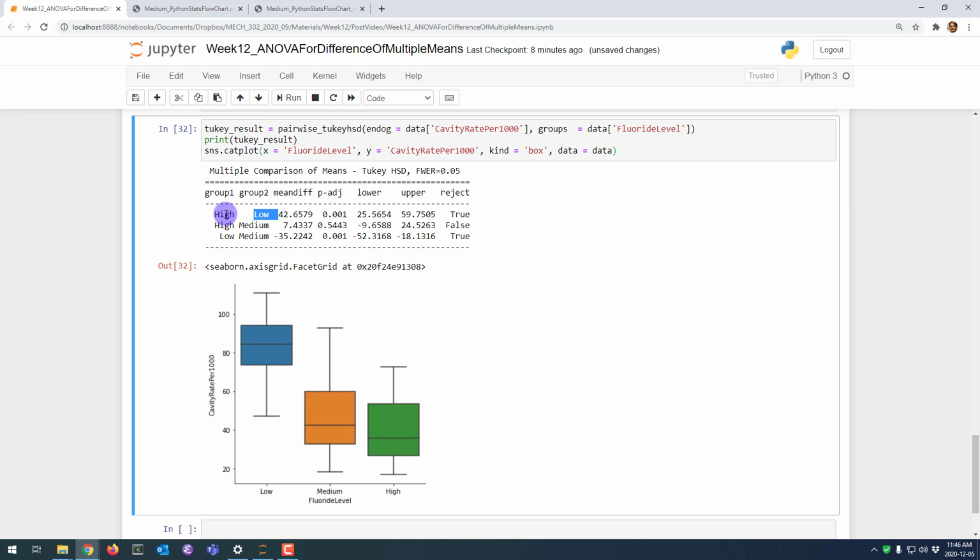But the way to read this is, when going from the high to the low fluoride groups, the mean difference in the cavity rate goes up by 42. Going from the low to the medium group, the cavity rate goes down by 35.